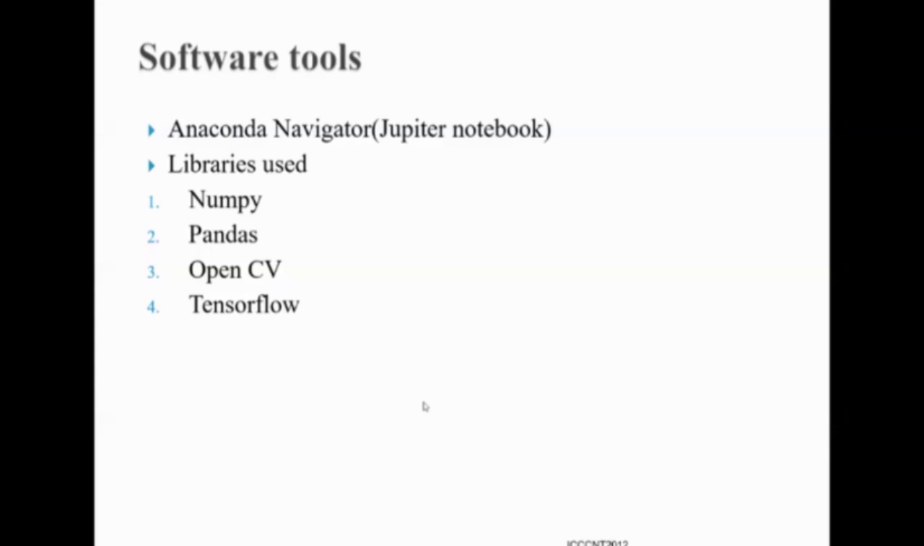The OpenCV package is useful for displaying the images executed by our algorithm. And the TensorFlow package is used for executing the algorithms. These four packages are very crucial for the segmentation process. Next slide.